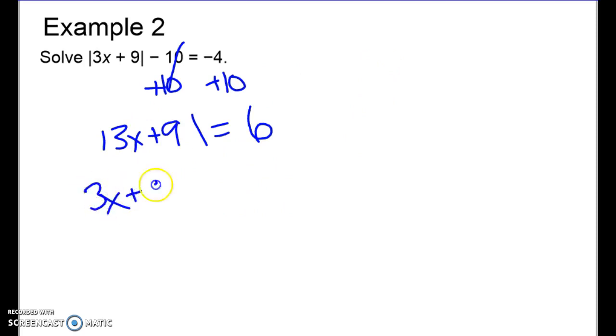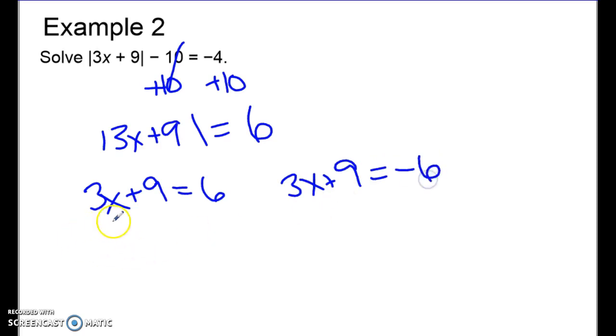So I have 3x plus 9 equals 6. And then I also have my 3x plus 9, everything that's inside, equals, and then I switch signs, negative 6. So let's solve this first one.